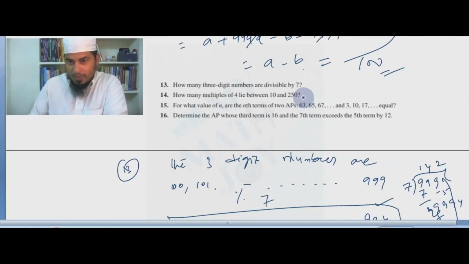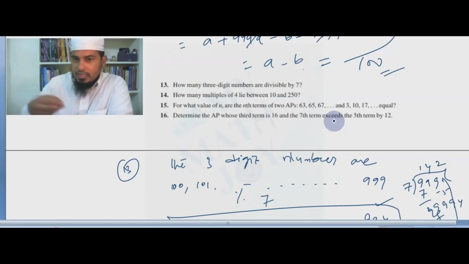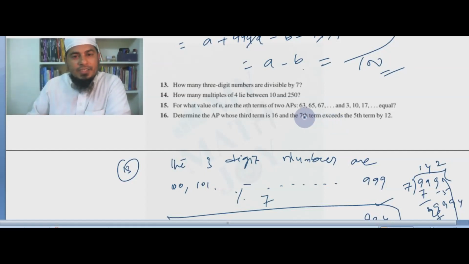I hope you will try. I tried this at advanced, and question 14 also you will do. How many multiples of 4 lie between 10 and 250? Write all the multiples of 4 between 10 and 250 and make it an AP. Take what is A, what is D, what is the last term, and calculate n. Use the n formula, calculate the n value.